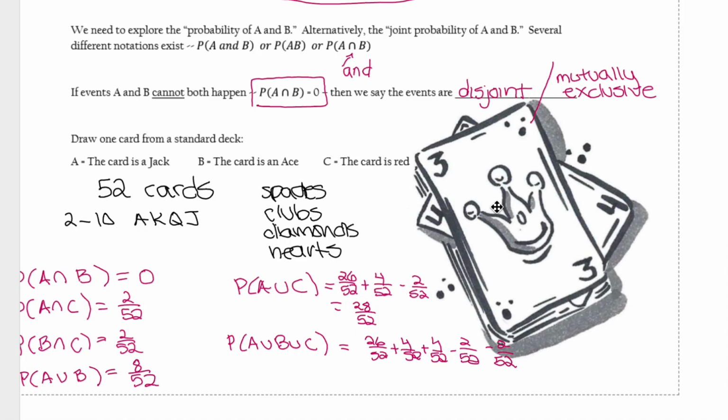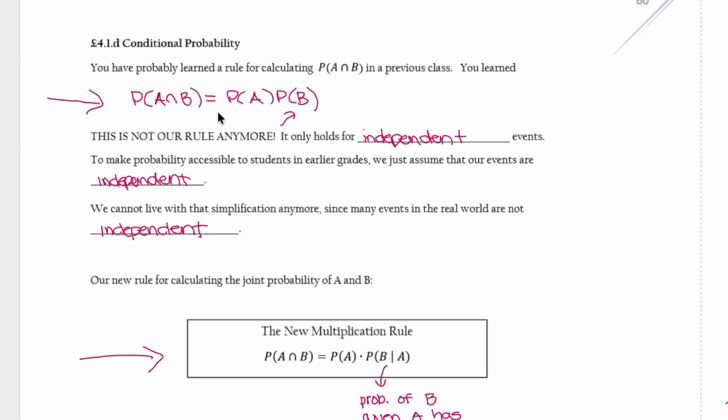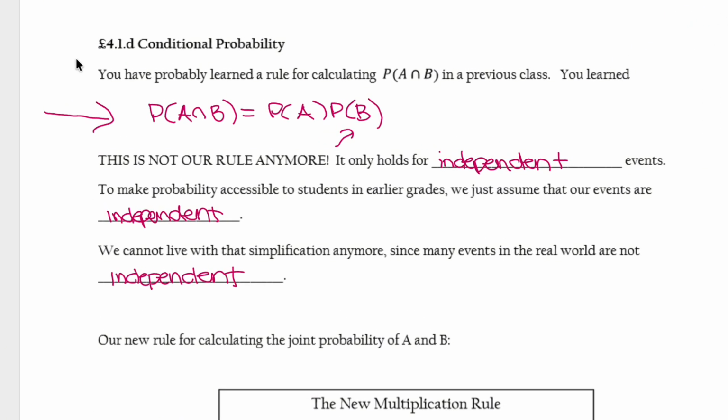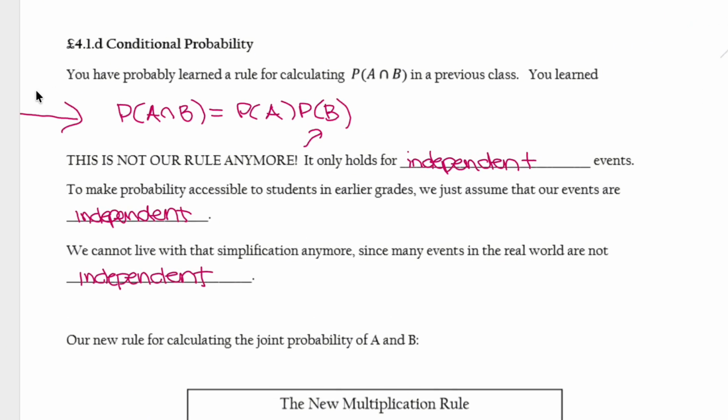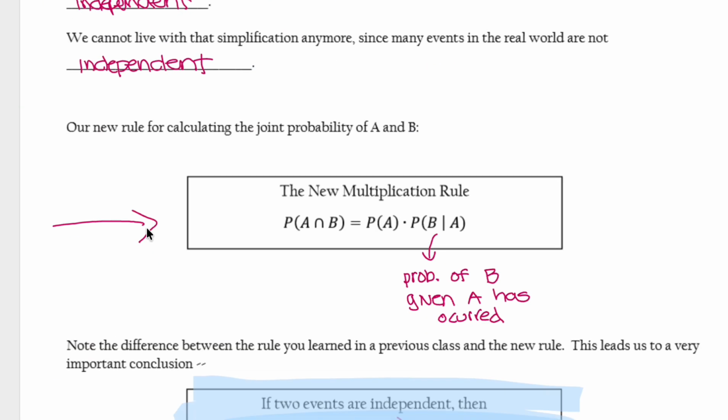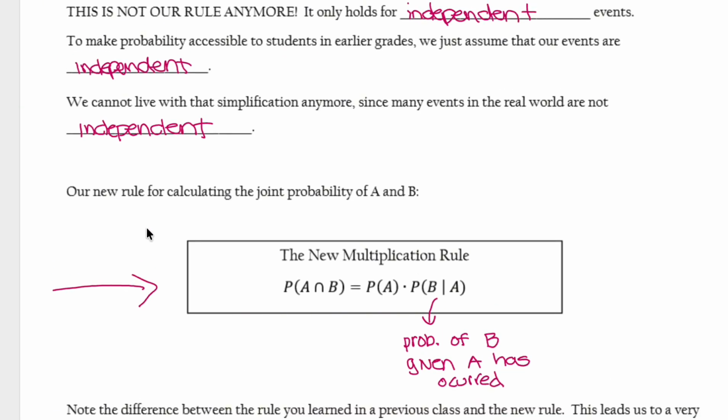Okay, so let's keep going. The conditional probability. You have probably learned a rule for calculating the probability of A and B in a previous class. You learned the probability of A and B is equal to the probability of A times the probability of B. This is not our rule anymore. It only holds for independent events. To make probability accessible to students in earlier grades, we just assume that our events are independent. We cannot live with that simplification anymore, since many events in the real world are not independent. Our new rule for calculating the joint probability of A and B is the formula right here.